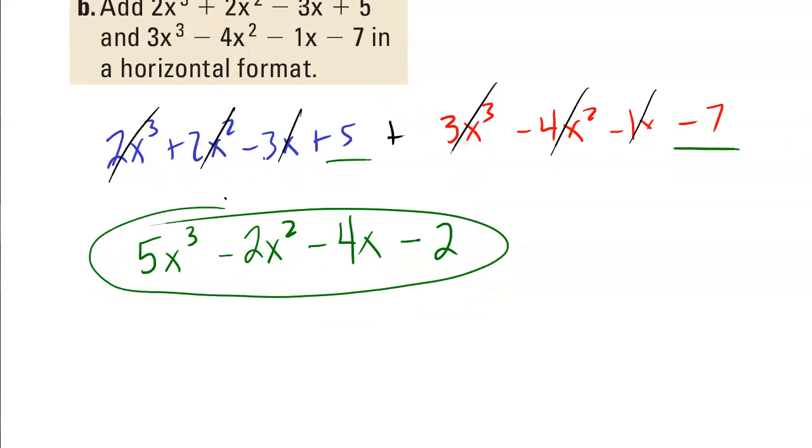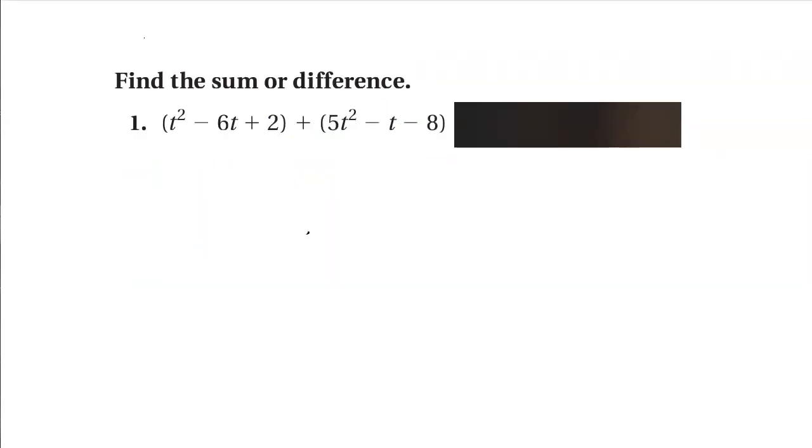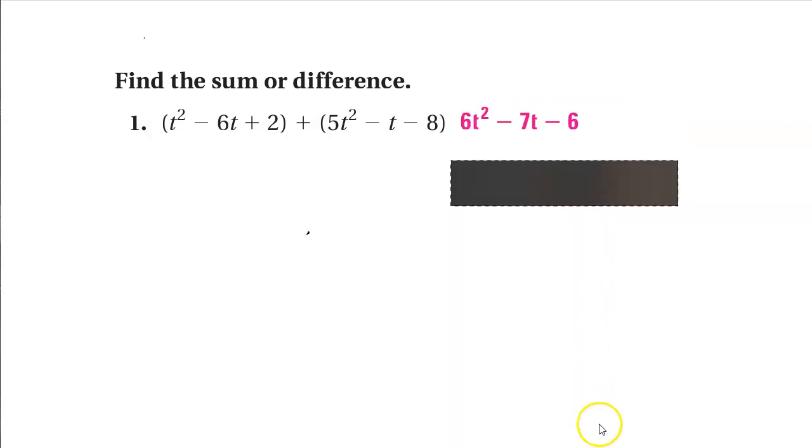All right, so again, just combining like terms here. If you want to pause the video and quickly give this one a try. Okay, so if you're going to combine these terms, what you should have gotten, no matter which format you use, either the vertical format or the horizontal, doesn't really matter, you should have got 6t squared minus 7t minus 6.